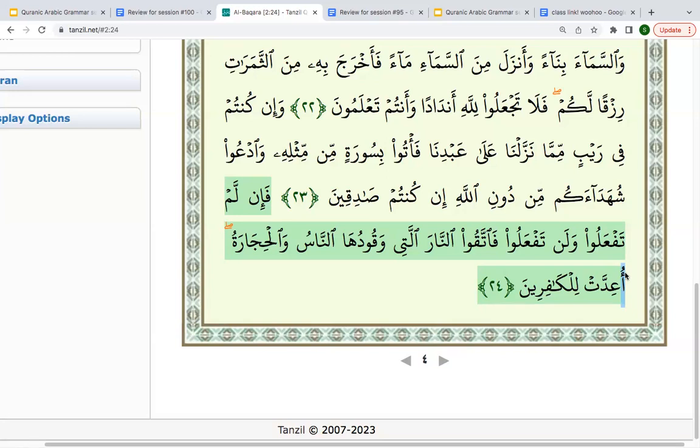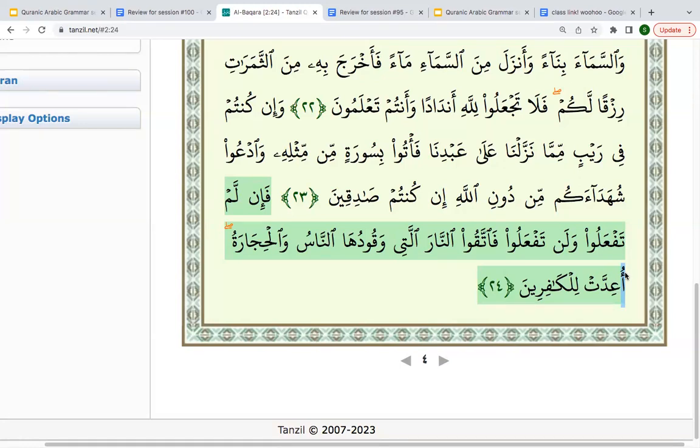Hamzatul Qata is only in one family, and that is family number 4. Remember that. Don't forget that. Hamzatul Qata, as an added letter, you are going to see in family 4. That is also called the Hamzatul Qata family. Got it?